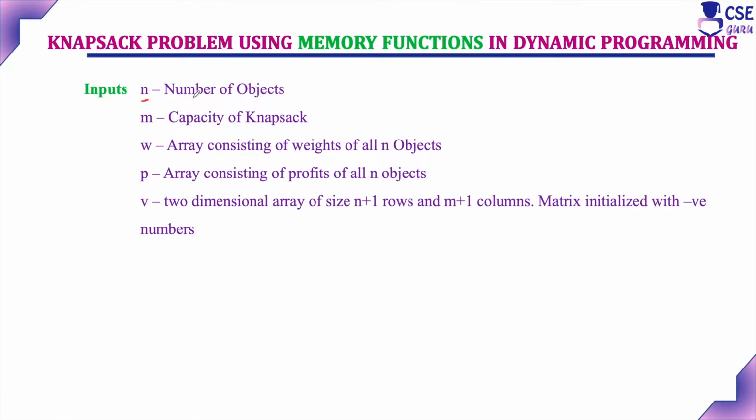N is nothing but the number of objects. M is nothing but the maximum capacity of the knapsack. W is nothing but an array consisting of the weights of each object. And P represents the profits of each object. And V is nothing but the two-dimensional array of size n plus 1 rows and m plus 1 columns, where we will achieve the maximum solution. That is represented by V.